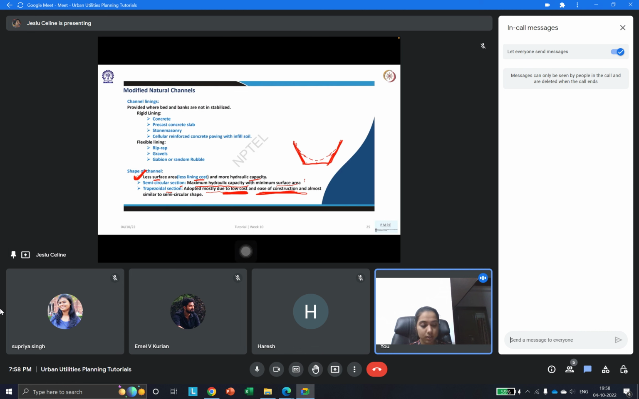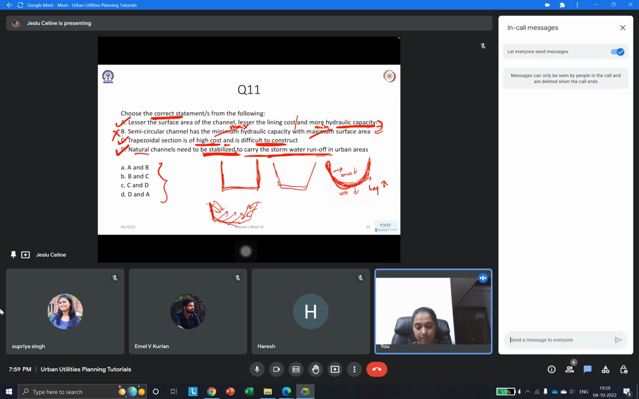To construct a semicircular section, it will be more expensive, whereas to construct a trapezoidal section, it will be much cheaper because it's much easier. If you want to make a profile, keeping the casting and everything is much easier because it's all straight lines. If it's an RCC or even to provide a lining, this is much easier compared to creating a semicircular profile. So option C is actually wrong, because it has a low cost and is easy to construct. So the answer for this one is A and D.